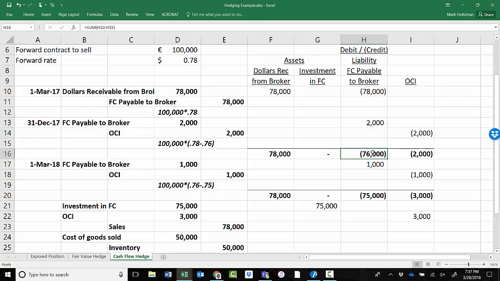But instead of booking it to a gain on the income statement and offsetting it with the firm commitment, instead of going straight to the income statement with the exposed position, I'm going to stick it in OCI. It's just going to go to OCI, and we'll just leave it there for now. So now, you remember what OCI is. OCI is a place where you put things when they're not quite where they're eventually going to go.